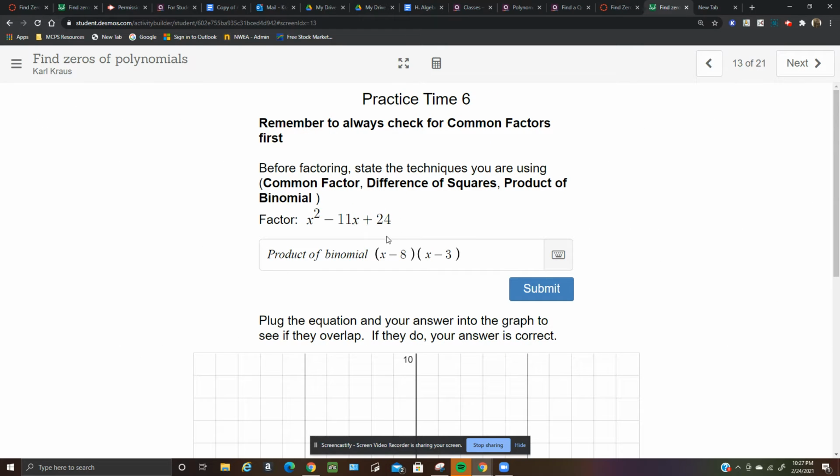13, you want to find the factors of 24 that when you add them together, you get a negative 11. That is negative 8 and negative 3. So x minus 8 times x minus 3.